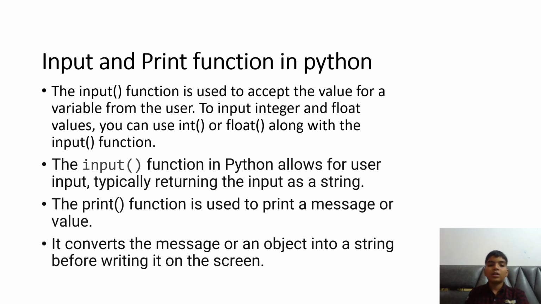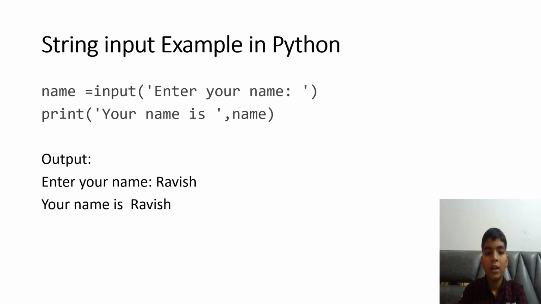So now let's learn about print. The print function is used to print a message or a value. It converts the message or an object into a string before writing it on the screen. Friends, you have to remember particularly that whatever you write in the print command, it will convert into the string data type before writing it on the screen. And here we have the first example of writing string input.